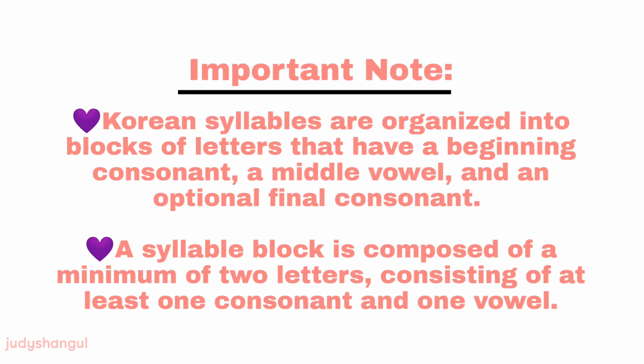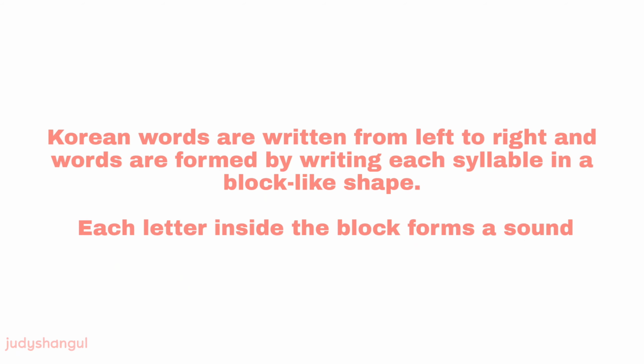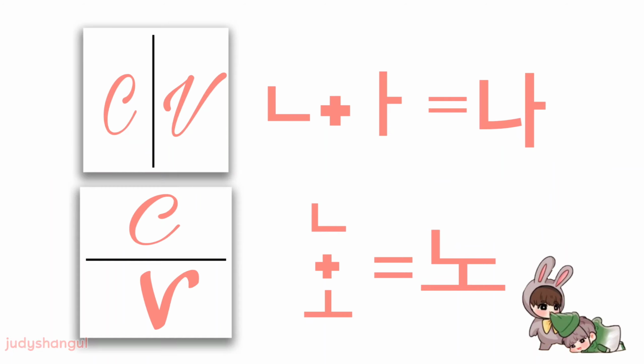e. Korean syllables are organized into blocks of letters that have a beginning consonant, a middle vowel, and an optional final consonant. A syllable block is composed of a minimum of 2 letters, consisting of at least 1 consonant and 1 vowel. Words are written from left to right, and words are formed by writing each syllable in a block-like shape. Each letter inside the block forms a sound.